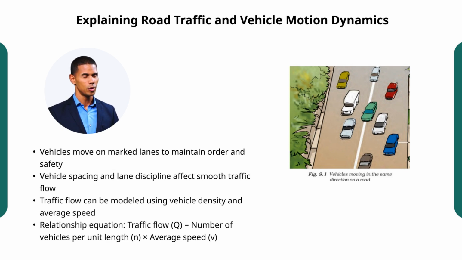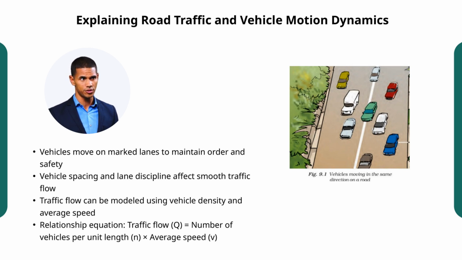Looking at figure 9.1, you see cars and vans moving forward on a two-way road with lanes marked by white dashed lines. These lanes are crucial. They help vehicles move in an orderly fashion to avoid collisions. The spacing between vehicles is also important for safety and smooth traffic flow.